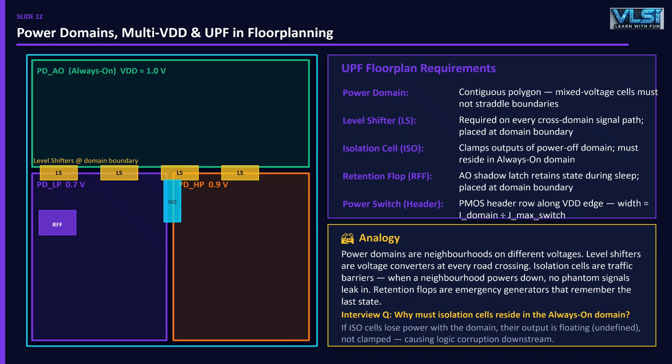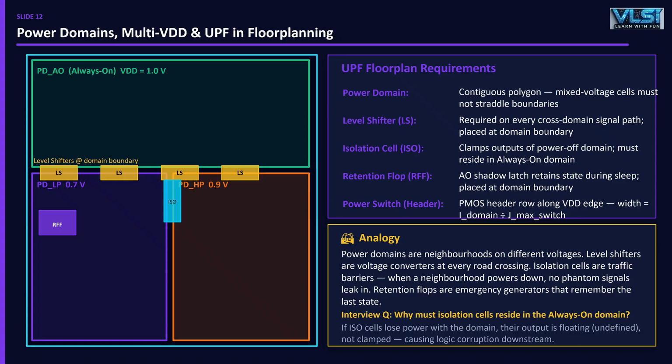Now here's where things get tricky. When a signal travels from one domain to another, it cannot just directly connect. Why? Because voltage levels are different. That's where level shifters come in. They act like translators. They safely convert signals from one voltage level to another.